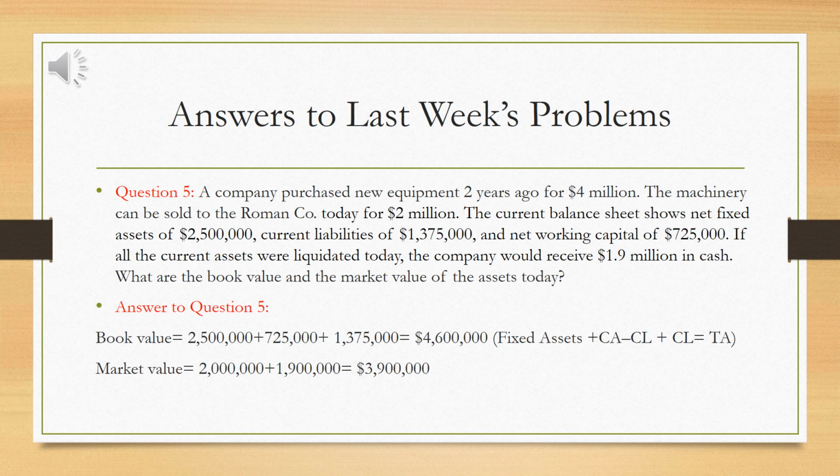Market value is the value that the assets are worth today. So in this case, fixed assets would be 2 million, current assets would be 1,900,000, and market value would be 2 million plus 1,900,000, which is 3,900,000.